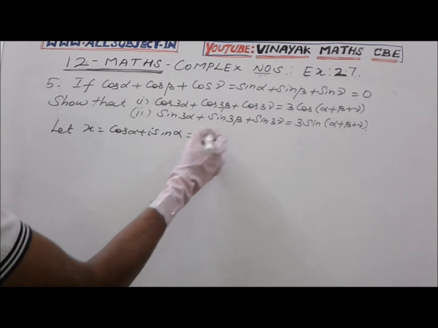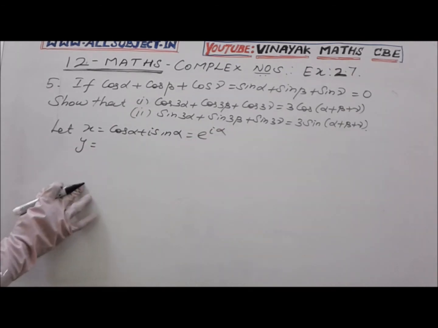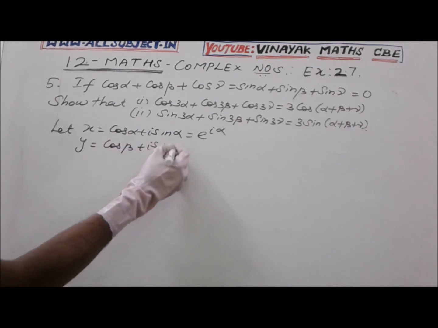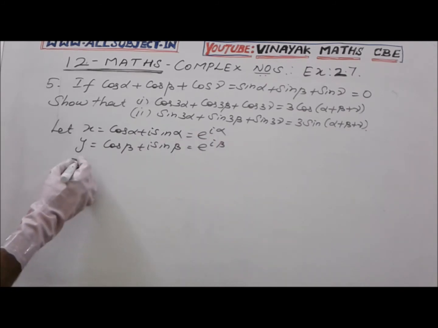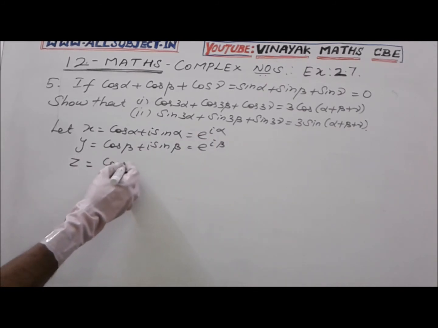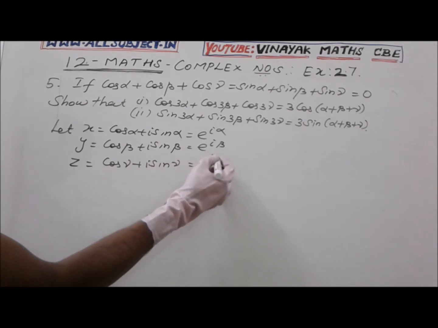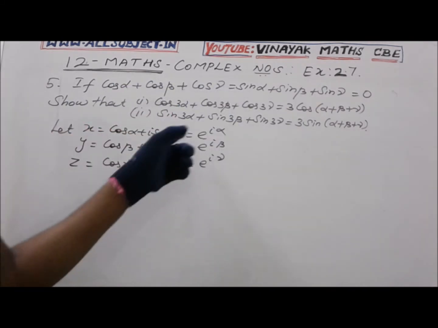Returning in Euler form, e power i alpha, and y equal to cos beta plus i sin beta. In the Euler form, it is rewritten as e power i beta, and z equal to cos gamma plus i sin gamma. In Euler form, it is e power i gamma. Now I have formed, by using the above results, three complex numbers.